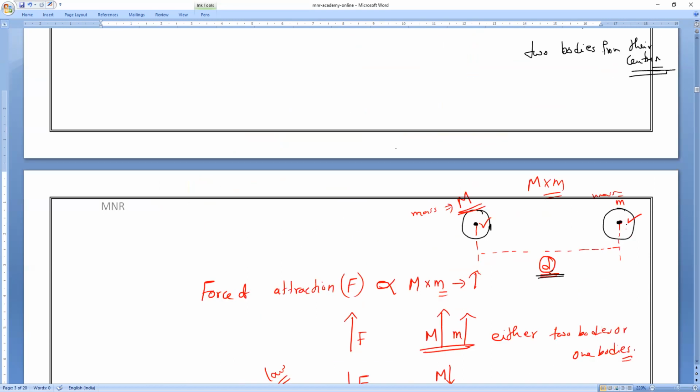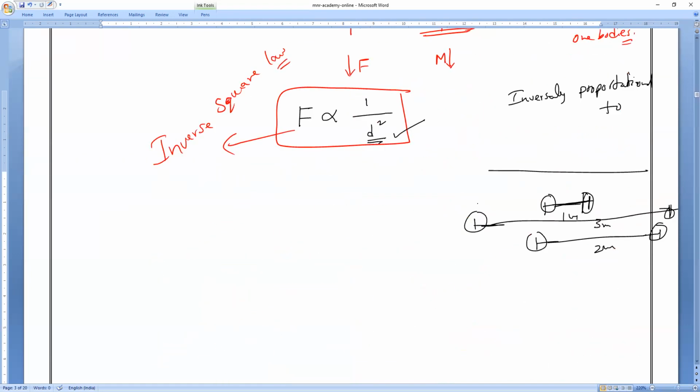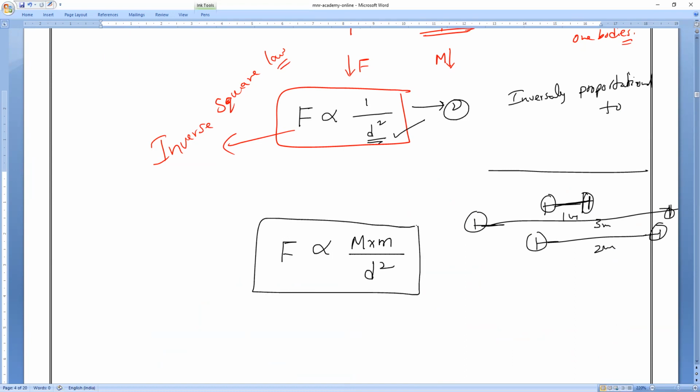So you can see that this body's force is exerting towards this body, and this body is also exerting force towards this body. So the force of attraction present between them depends on the distance between them as well as the mass of the bodies. So those are the two factors. Now, if I combine these two, equation 1 and 2, I'll get a common equation. So F is directly proportional to the product of their masses and inversely proportional to the square of distance between them.